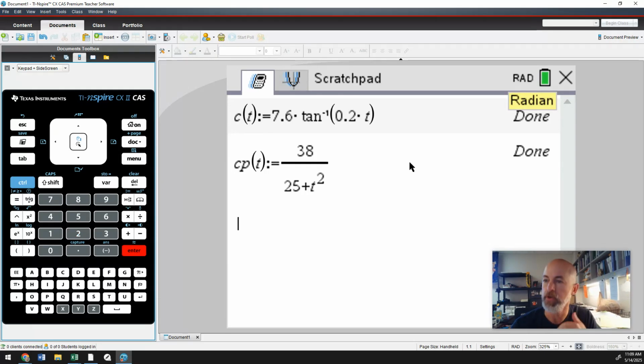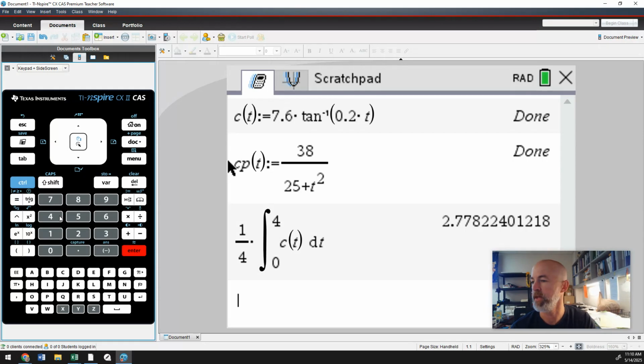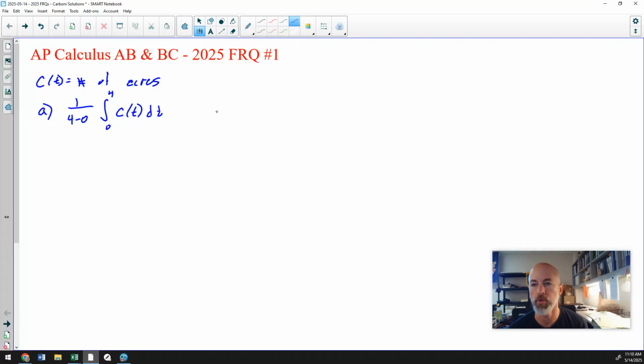I am in radian mode, and I need to compute the average value of C of T. So that's going to be 1 over 4 minus 0, shift plus 0 to 4 of C of T dt. Enter. And you get 2.7782. You only have to be accurate to the third decimal. 2.7782. But I always like to write the fourth just for fun. All right. That's it for question A.